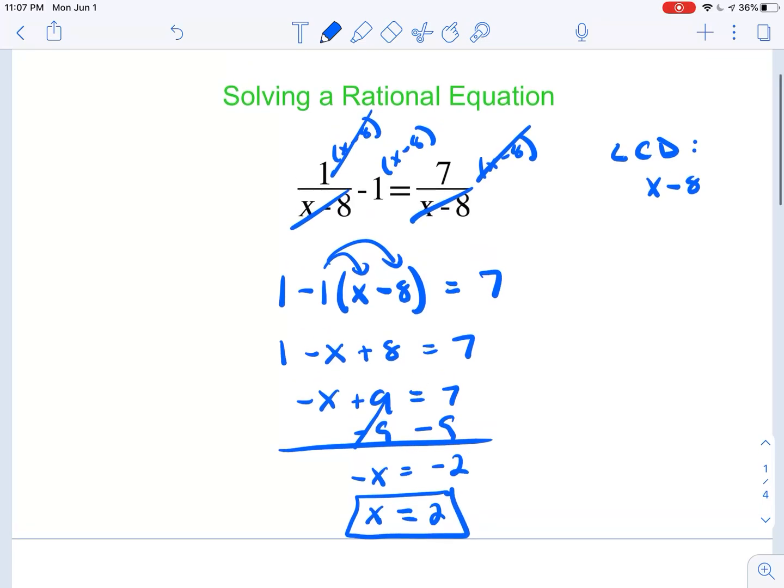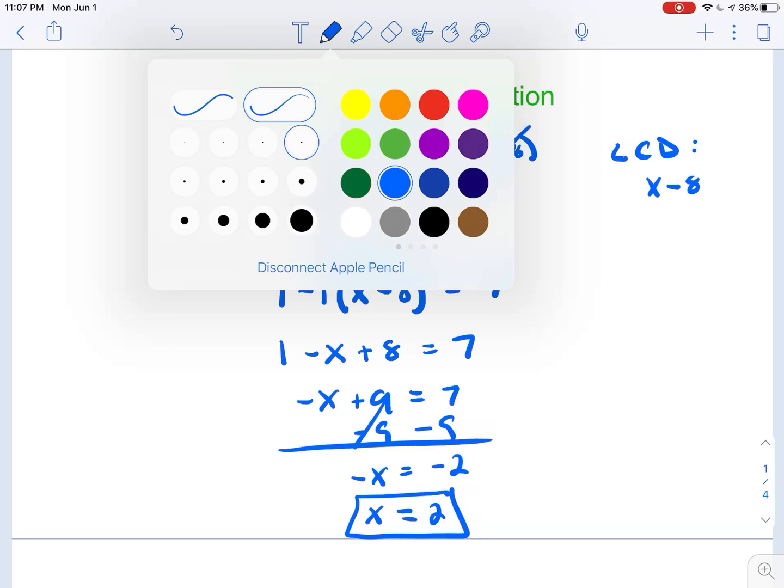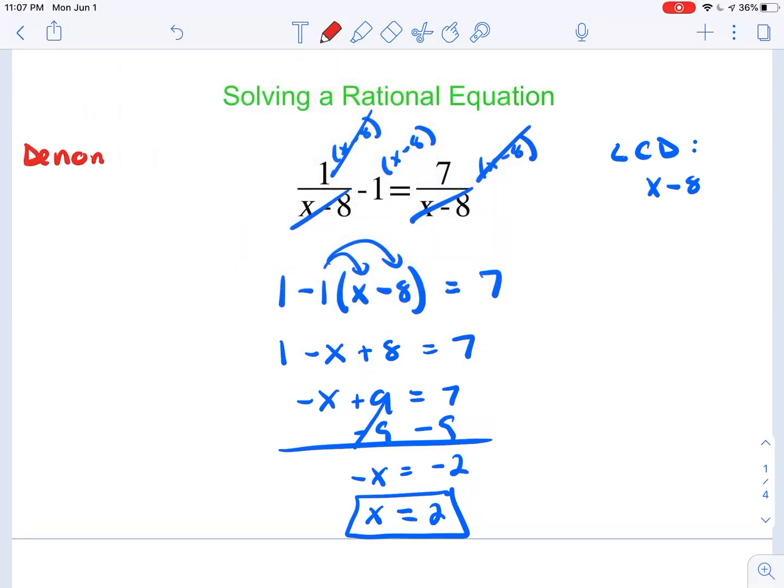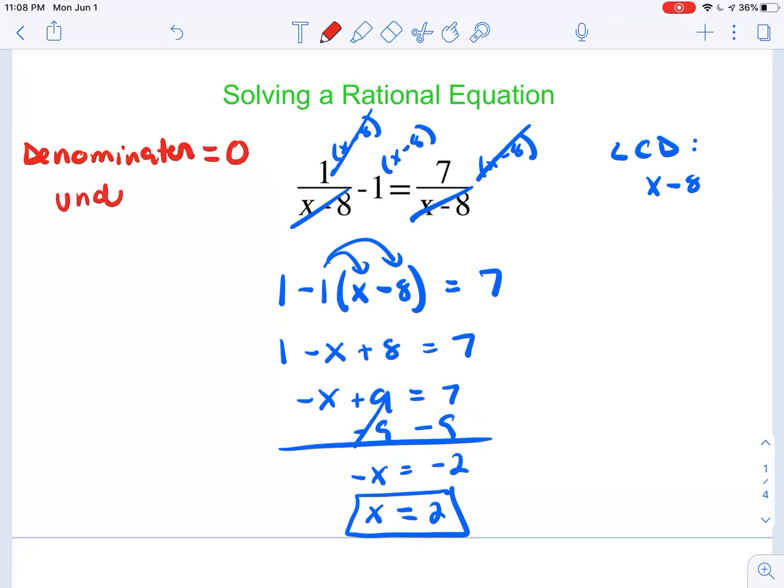Now, we can't be so quick to move on to the next question because we know that there's a possibility for extraneous solutions. All right, so how do we get an extraneous solution with rational equations? Well, any value that will make the denominator of any of the fractions equal to 0 will be rejected as an extraneous solution because having a denominator of 0 is what we call undefined. So anything that makes my fraction undefined is going to be rejected.